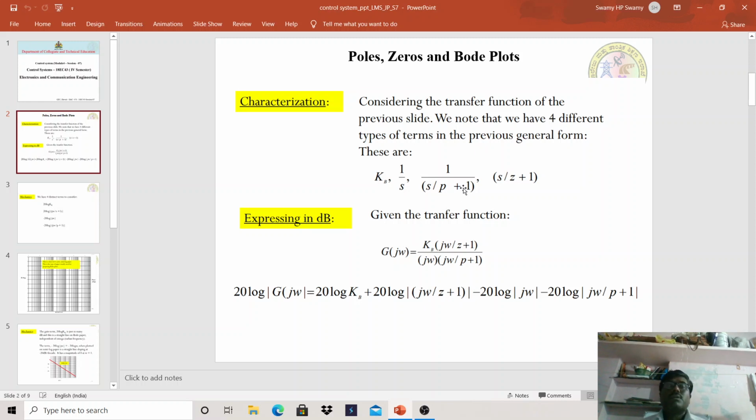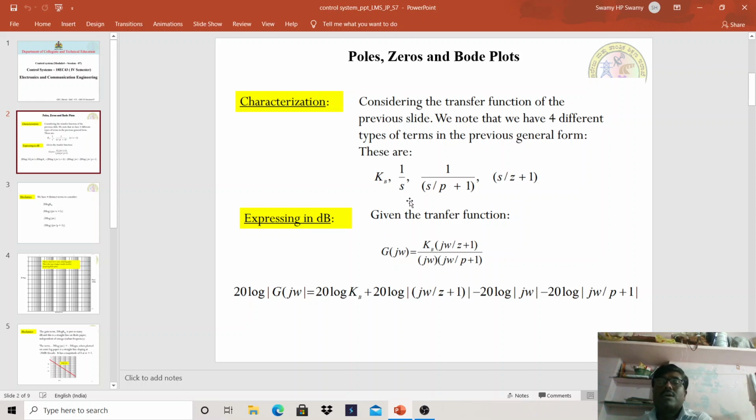So now I am having these 4 general forms. Kb, it is a constant term. This is 1 over s, first order term. This is 1 over s by p plus 1. This is another term, and s by z plus 1 is another term. Here you have 4 different forms. So you have to express in dB.